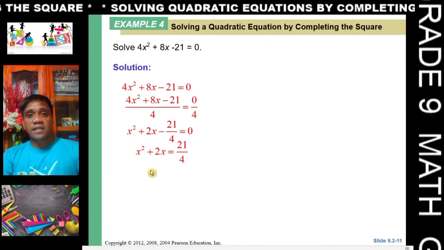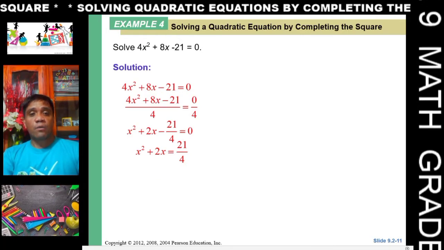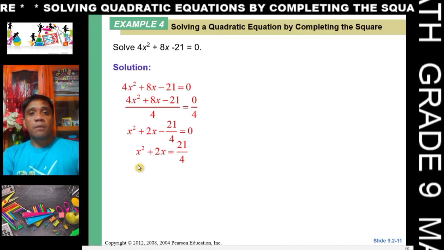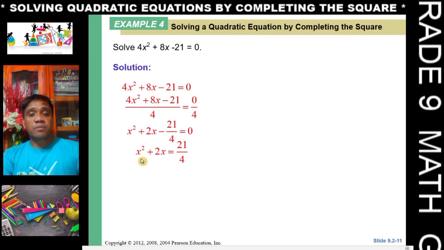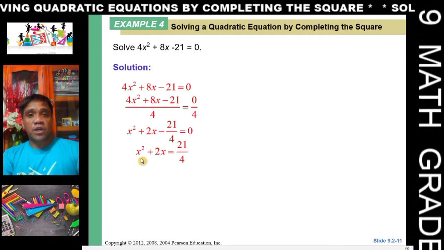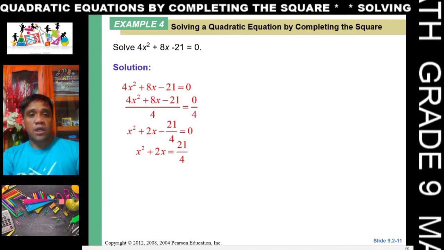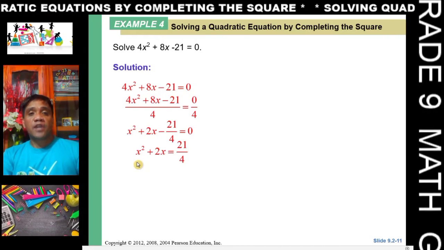So what would be the next thing to do? Yes, we're going to make a perfect square trinomial with respect to the expression on the left side of the equation, x squared plus 2x.